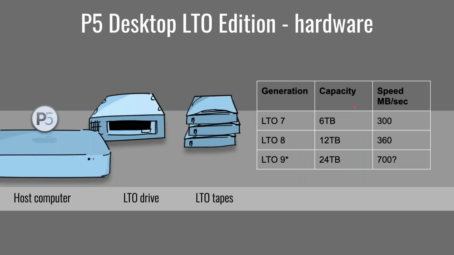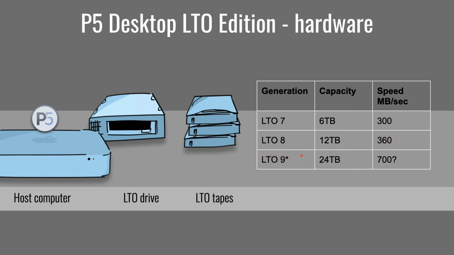And the capacity of those tapes, just a table here with some stats from the Wikipedia page for LTO. The previous gen, LTO 7, 6 terabytes per tape, 300 megabytes per second write. That's a third of a gigabyte a second. LTO 8 is the current gen, 12 terabytes fits on one LTO cartridge. The speed goes up slightly to 360.